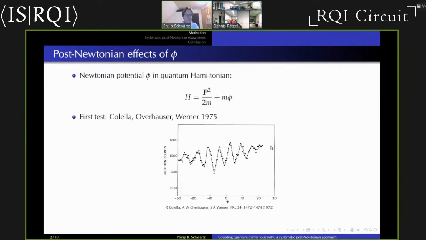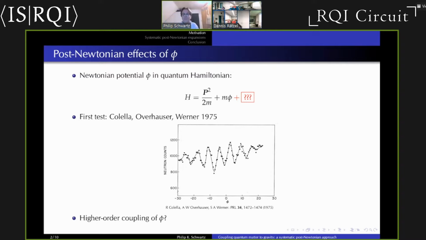Well, today the most sensitive device for measuring the gravitational field is essentially atom interferometry, which can also, to lowest order, be described by just adding the Newtonian potential to the quantum Hamiltonian describing the atoms. But we can wonder: we know that GR or modified theories of gravity are nonlinear theories.